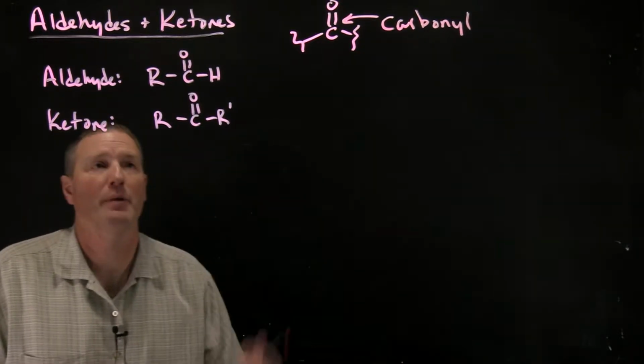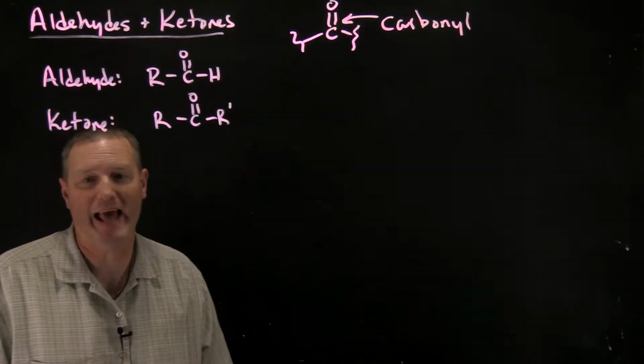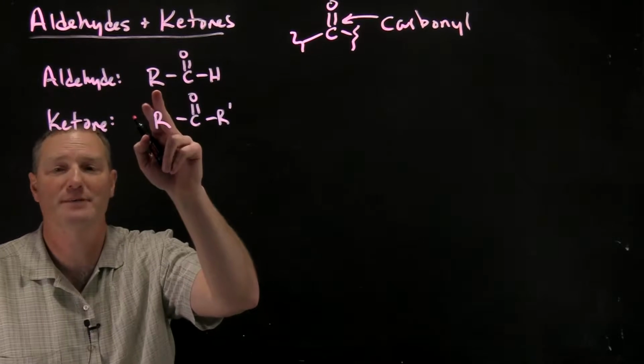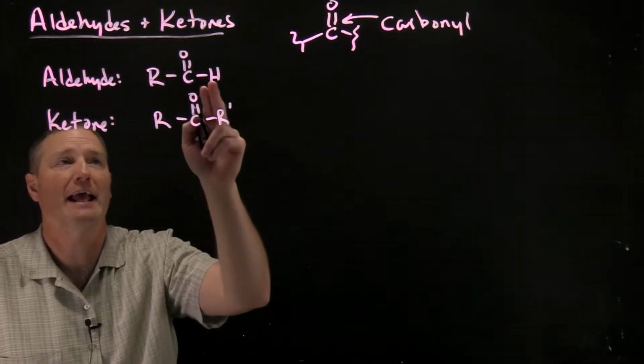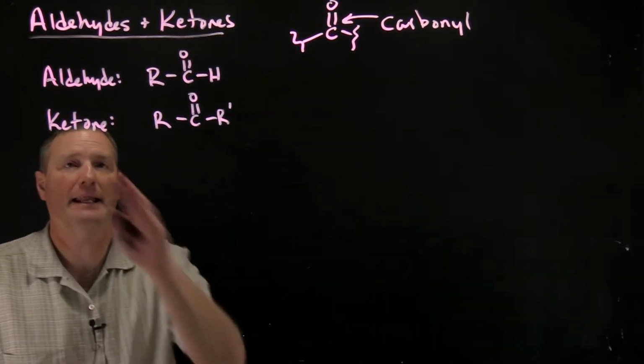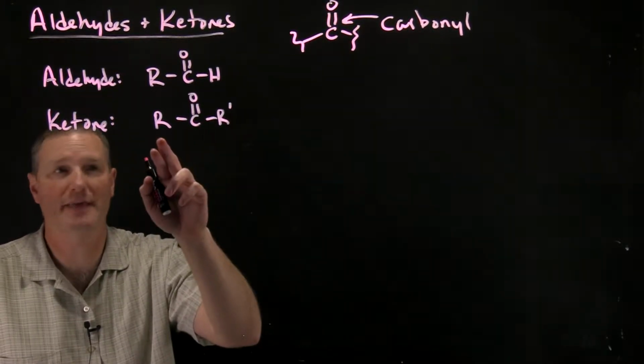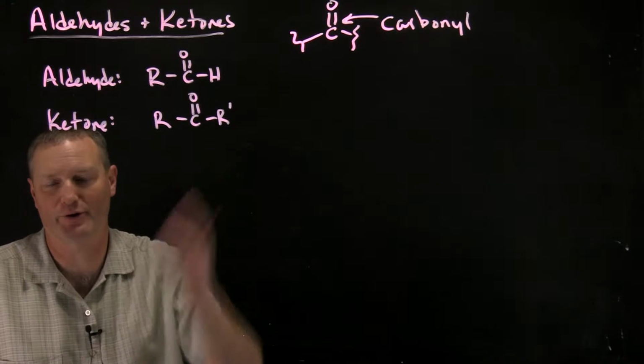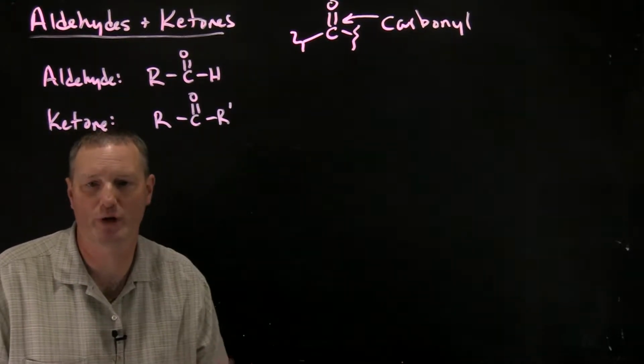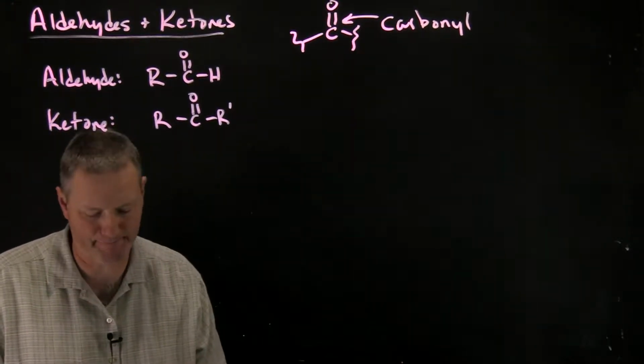C-A-R-B-O-N-Y-L. But these two particular carbonyls, the aldehyde has one alkyl substituent, which we're indicating with an R, and a hydrogen. In a ketone, this carbonyl group has two alkyl groups, and they could be the same or different alkyl groups, basically two carbon-based substituents coming off of them.